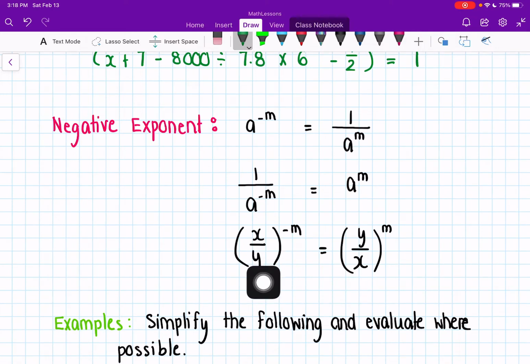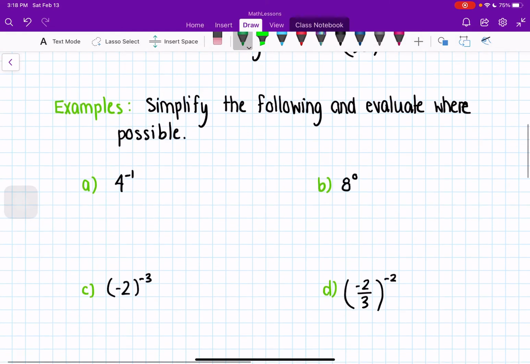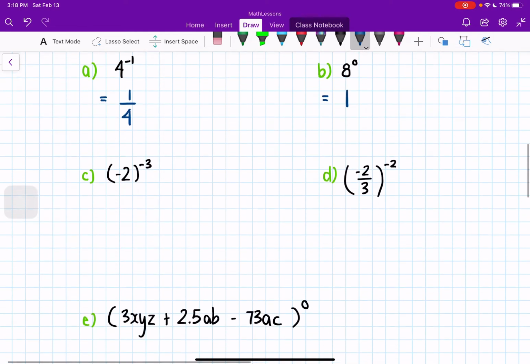So we were x over y, now we become y over x, and there you can see we have changed the exponent to a positive exponent. So we're just going to do a few simple examples here. First one, we've got 4 to the negative 1. That becomes 1 over 4. 8 to the power 0 is just 1.